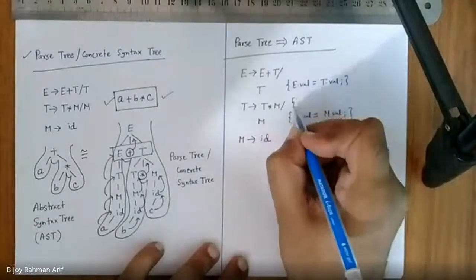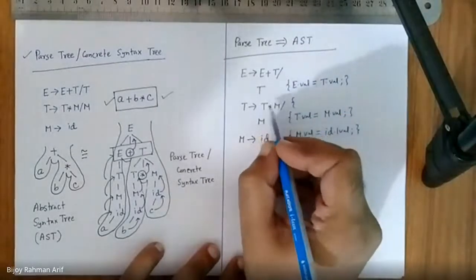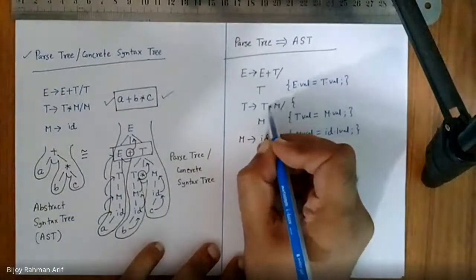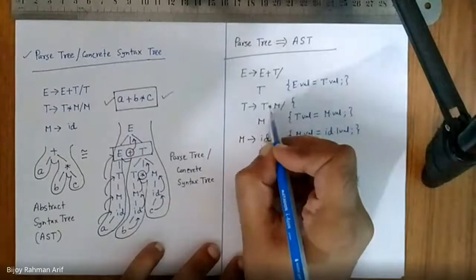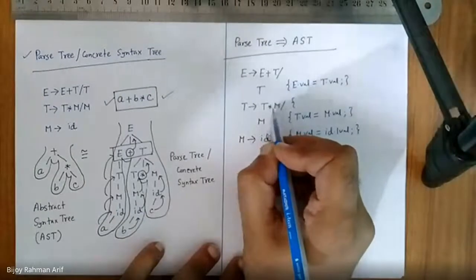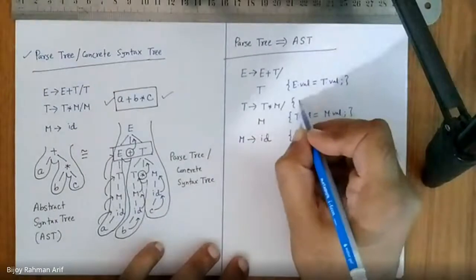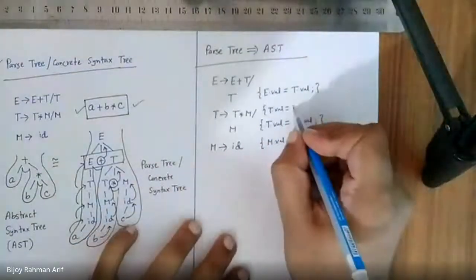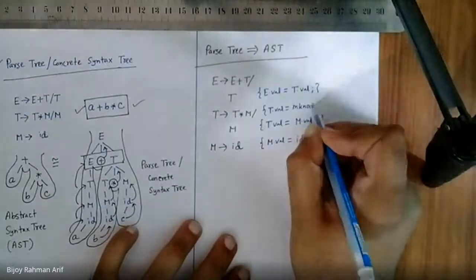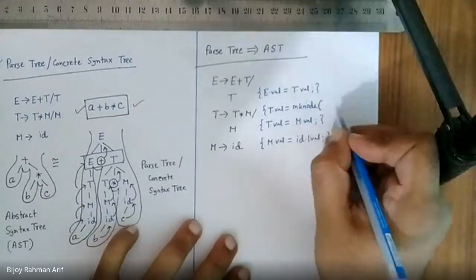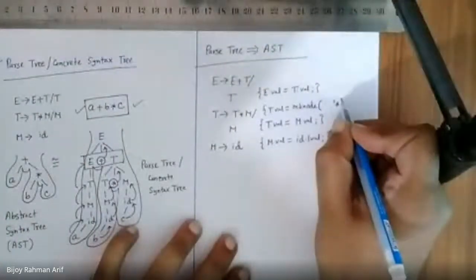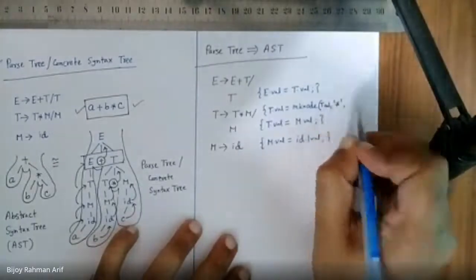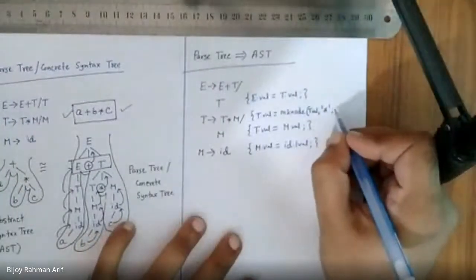Now here there are more than one terminals or variables. So what I'm going to do is create a node where the middle part would be the star. So t dot val is nothing but make node: the middle part would be this star, the left side would be the t dot val, and the right side would be m dot val.